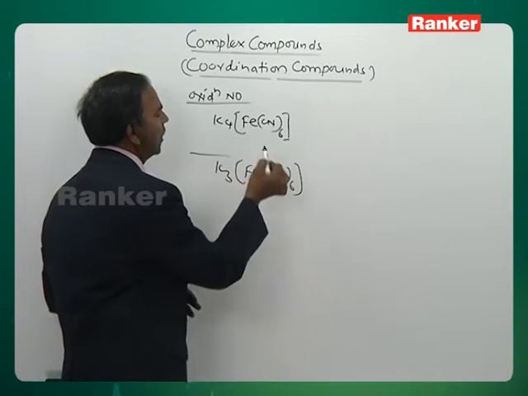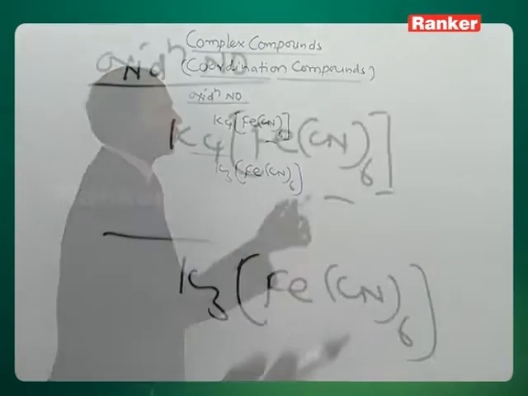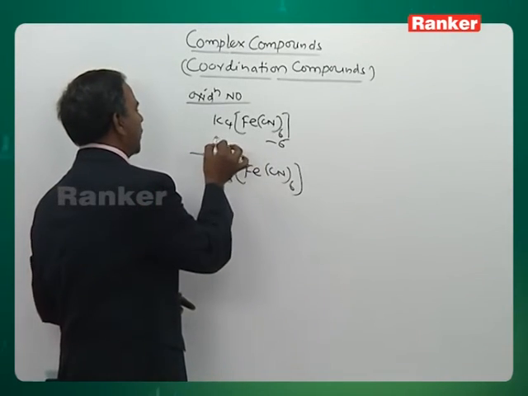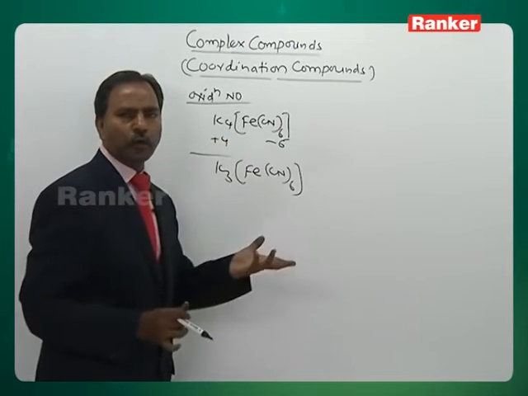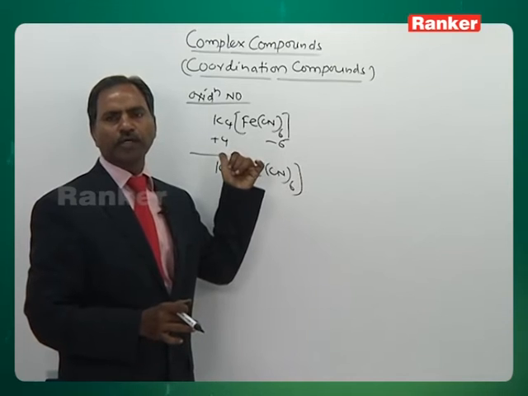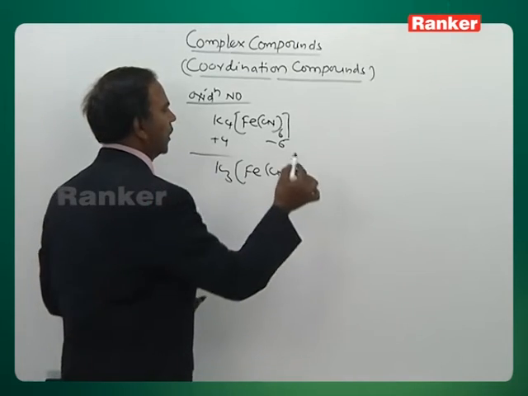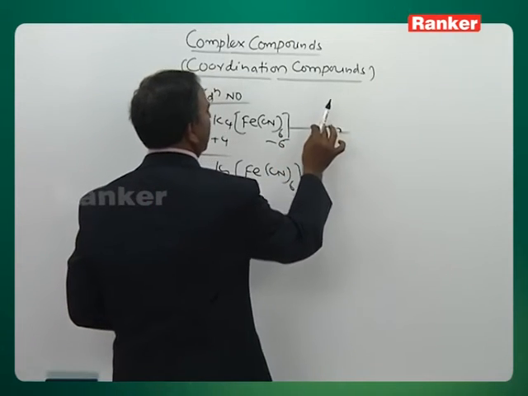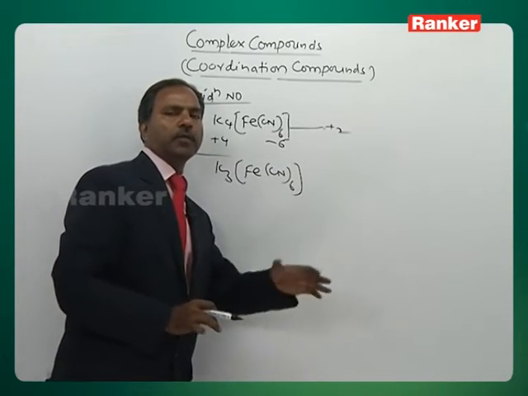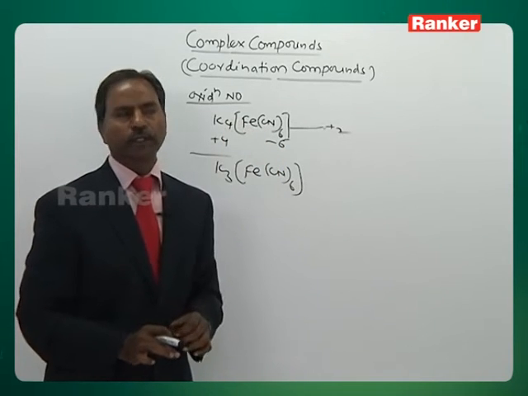First check how many negative charges are there in the complex. Say there are 6 charges. How many positive charges are there? Four potassium ions are there, plus 4. Out of 6 charges, 4 are satisfied by potassium, and the remaining 2 are satisfied by iron. Therefore, you can simply say the iron oxidation number is plus 2. An easy way of calculation. You need not put x plus y plus z equal to 0 or use a formula. By looking at the complex, you should be in a position to see the oxidation number.